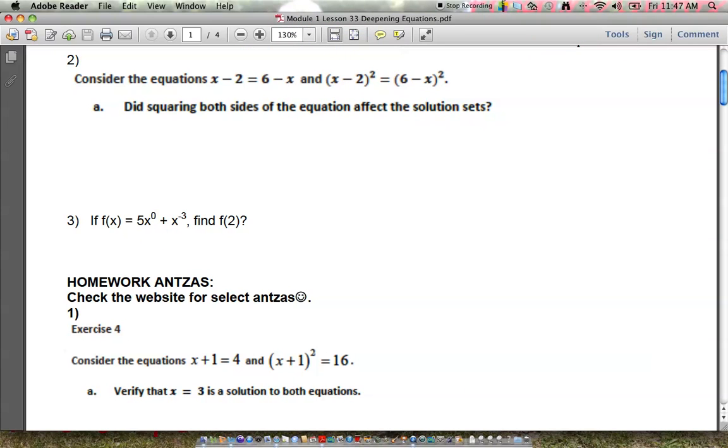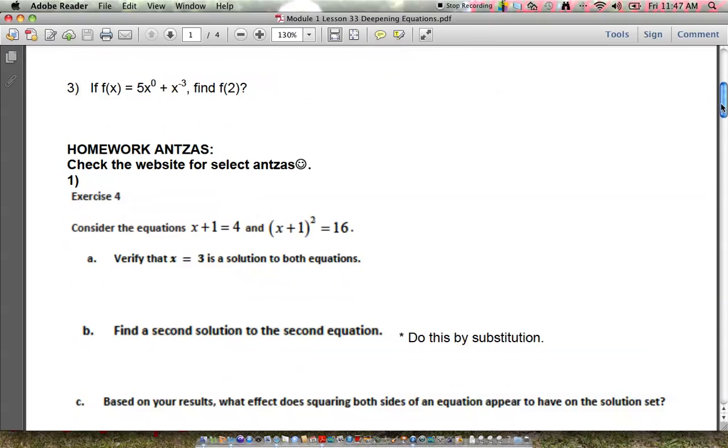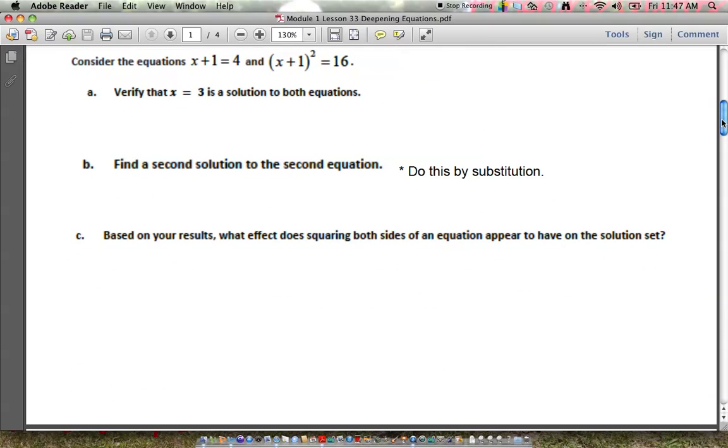Your turn to play a little. Try number 1, A, B, and C. You don't have to actually write out the x squared stuff and everything. You just have to check the answers from A, B, and C and follow along.